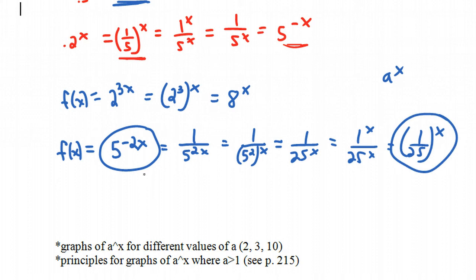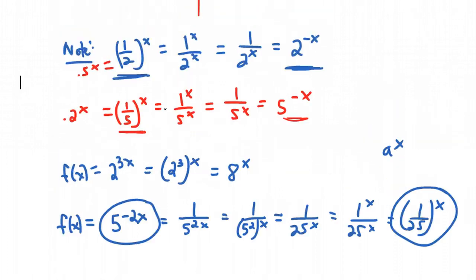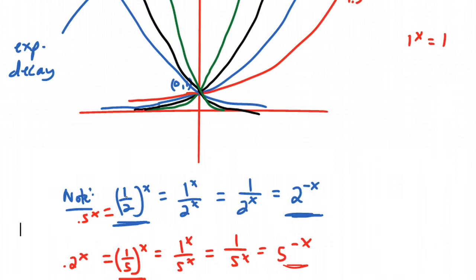And notice what we would have here is exponential decay, because this a here, of the form a to the x, is less than 1. It's a number between 0 and 1. So if you have a negative exponent, or if your number here is less than 1, then you're going to get exponential decay. But just remember these principles here, that 1/2 to the x is the same as 2 to the negative x, and 1/5 to the x is the same thing as 5 to the negative x.